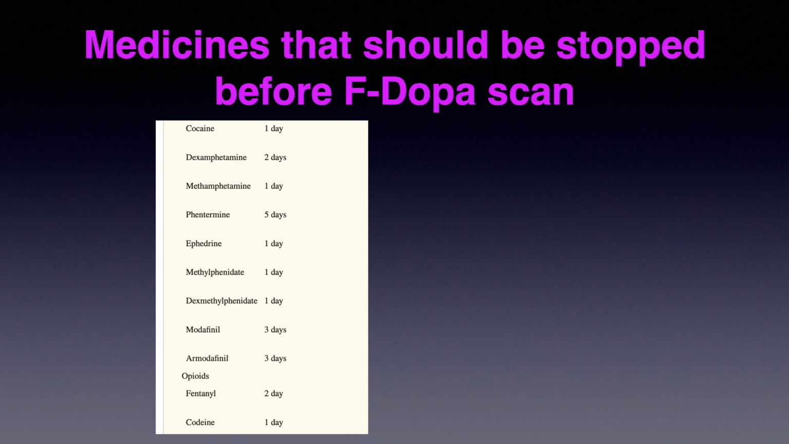What are the medications that should be stopped before an F-Dopa scan? These include cocaine for at least 1 day, dextroamphetamine for 2 days, methamphetamine for 1 day, phentermine 5 days, ephedrine 1 day, methylphenidate 1 day, dexmethylphenidate 1 day, modafinil 3 days, opioid fentanyl for 2 days, and codeine for 1 day.